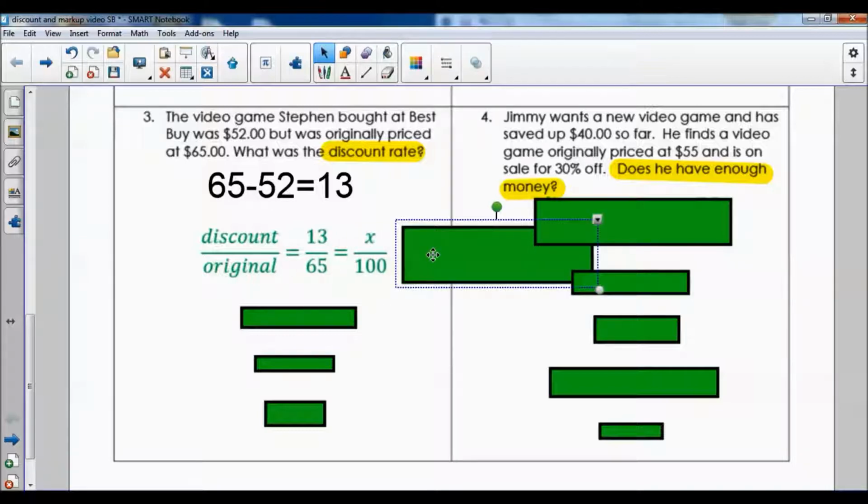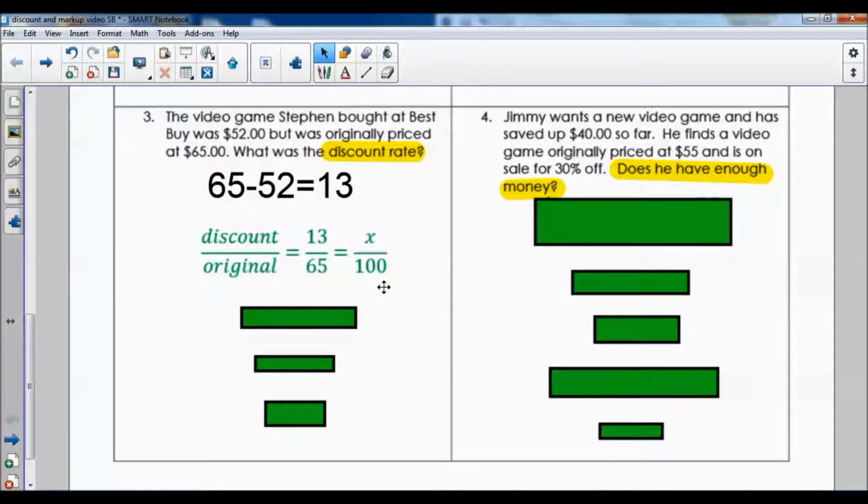So this one's a little different. We're trying to find that percent or that discount rate, so we have our x over 100 instead of the percentage, because we don't know what the percentage is. So then we're going to cross multiply. 65 times x is 65x. 13 times 100 is 1,300. We're going to divide by 65 on both sides, and we get x equals 20. So then the discount rate is 20%. So we're going to put the percent sign on there because the rate is a percentage. It's 20 out of 100, or 20%.